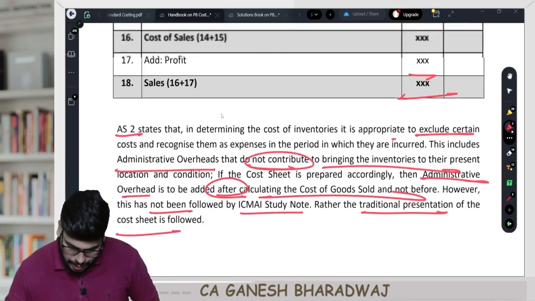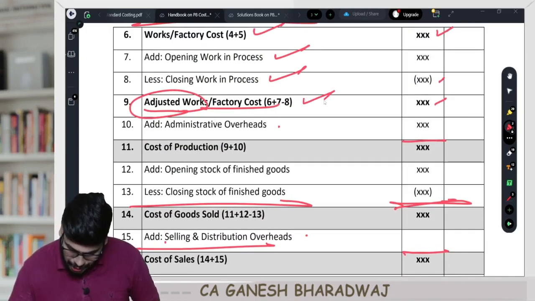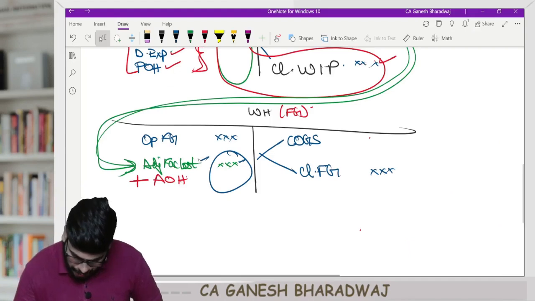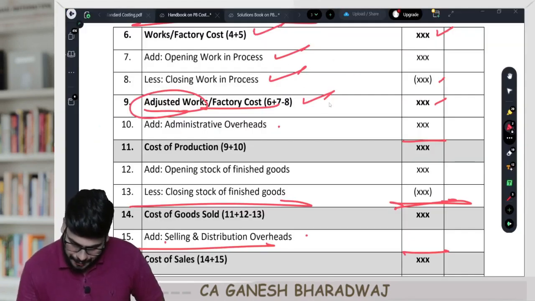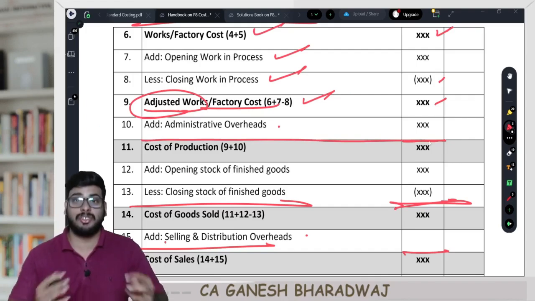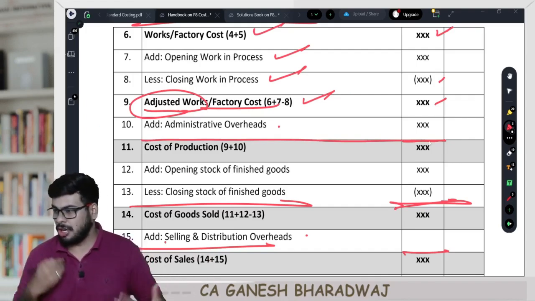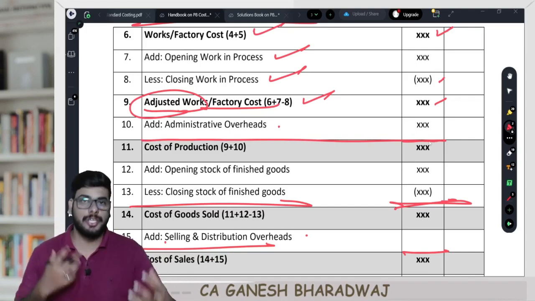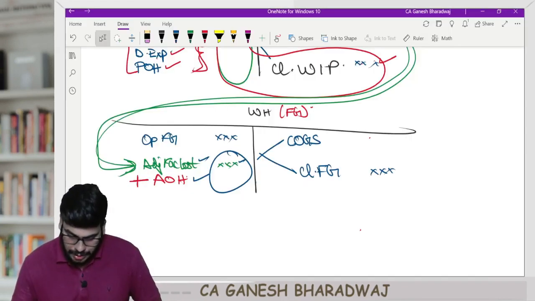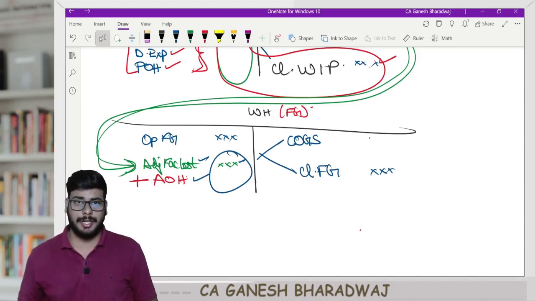So look at this here. They are saying from adjusted factory cost, this figure, you add your AOH, right? And we are calling this cost of production. Cost of production means what? The sum total of all the costs incurred to produce the units. Are you clear with this? Now, this will give you the units produced in the current year, right?